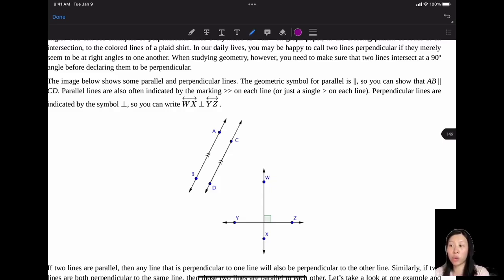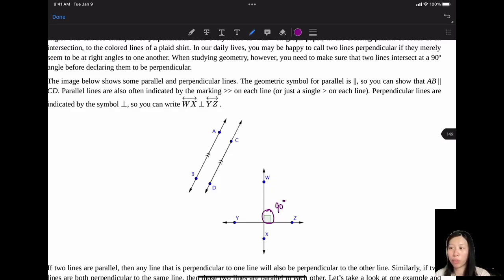Parallel lines are two or more lines that never intersect. There are two relationships, and if they are on the same plane, that's really important. If they're on different planes, you can't say whether they're perpendicular or parallel, but on the same coordinate plane, parallel lines are two or more lines that never intersect. That means they don't have an intersection. But perpendicular lines are two lines that intersect at a 90 degree angle. So this is perpendicular.